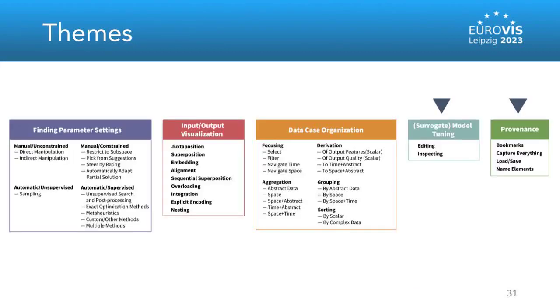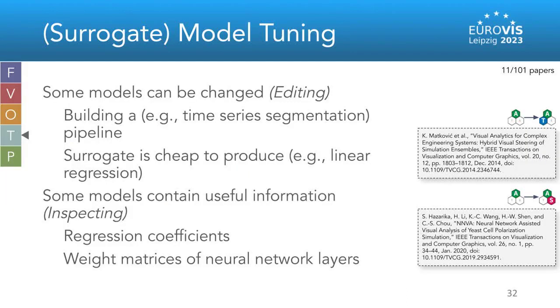Let's briefly discuss the last 2 themes before we move on to open challenges. Some models can be changed at runtime, which is captured in the model tuning theme. This is especially common for pipelines, which are common in time series or image processing. If you consider the whole pipeline the model, each change to a pipeline step modifies the overall model behavior. It may also be the case that the surrogate model is cheap to produce, e.g., when it is a linear regression. Then it can be updated during the VA session and trained on different data subsets.